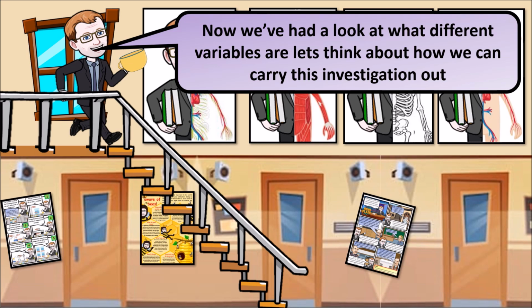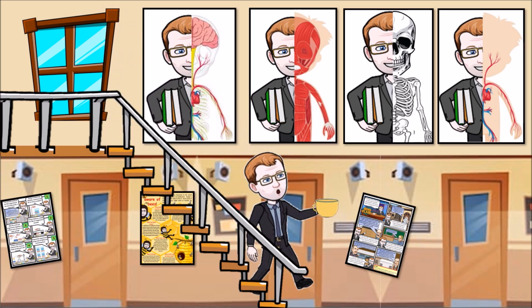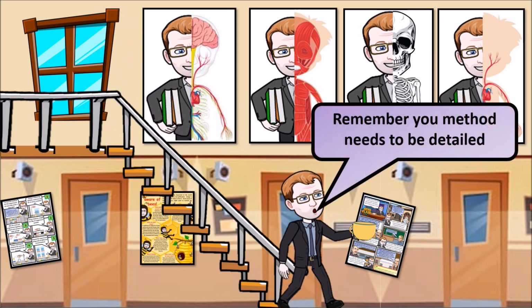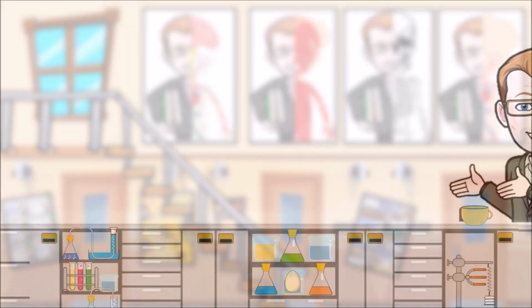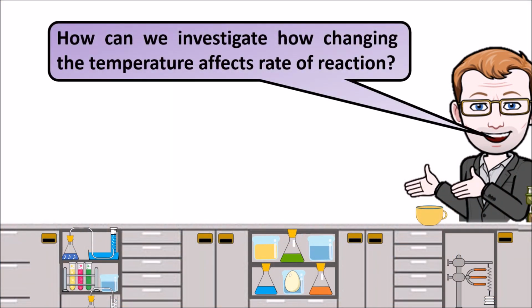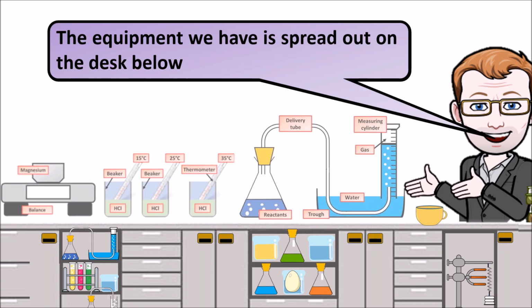Now that we've had a look at different variables and things, we can go and look at how we carry out the investigation. So remember, when you're putting a method together, it needs to be detailed. So let's have a look at how we can investigate how changing the temperature affects the rate of reaction. The equipment that we can use is spread out on the desk below.